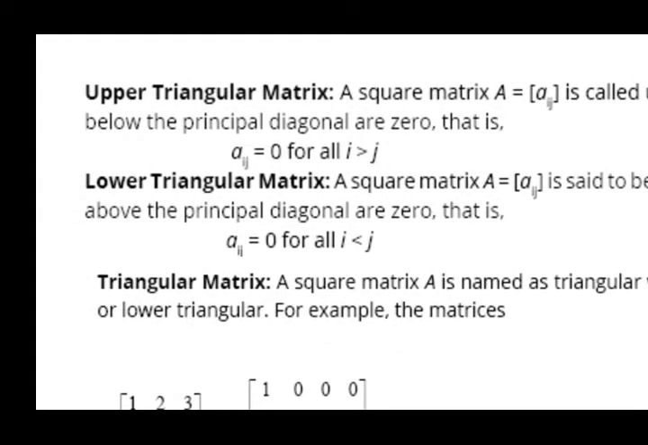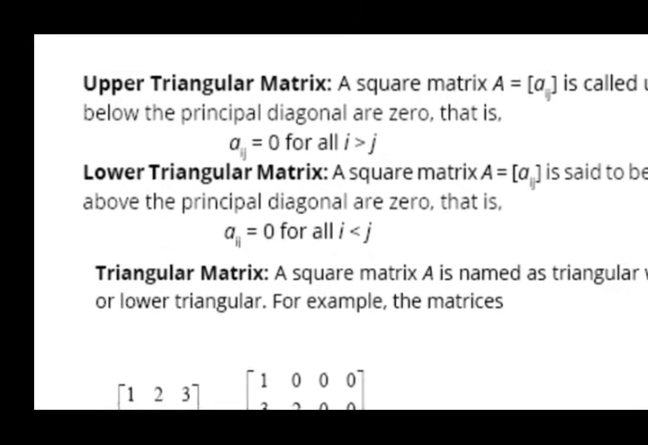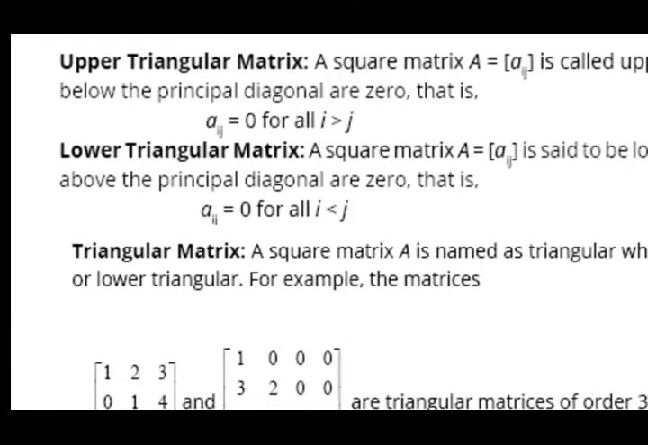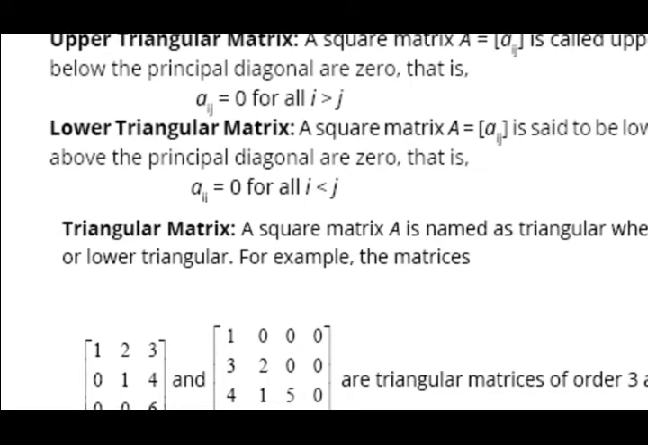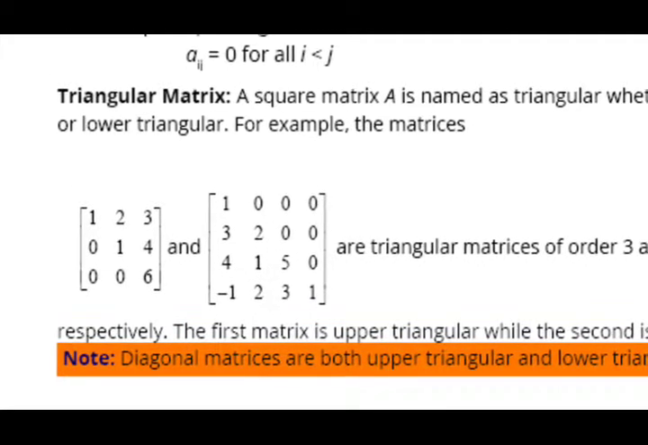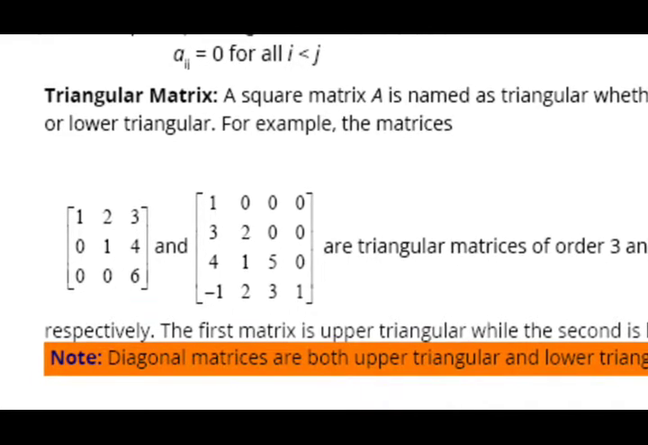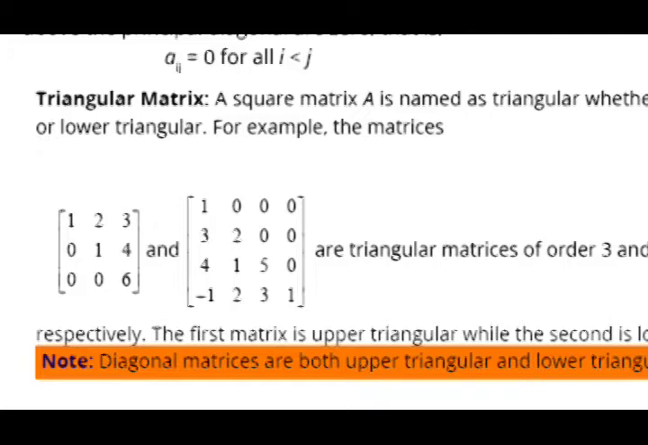Now another definition: the upper triangular matrix. Here Aij is equal to 0 for all i greater than j, and the lower triangular matrix when i is less than or equal to j, and both are called triangular matrices, either upper or lower triangular. These are their examples. The first is upper triangular and the second is lower triangular. Both are called triangular matrices.